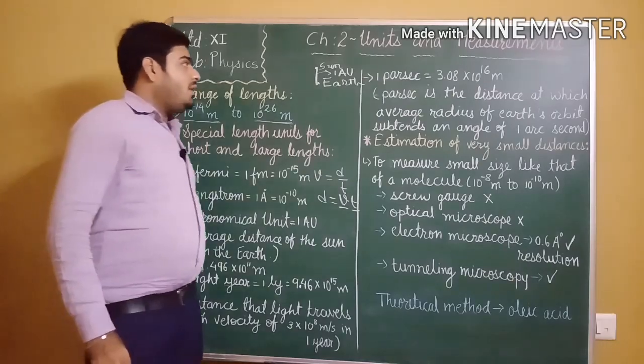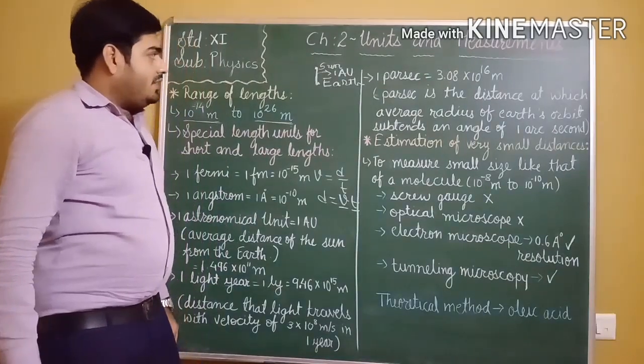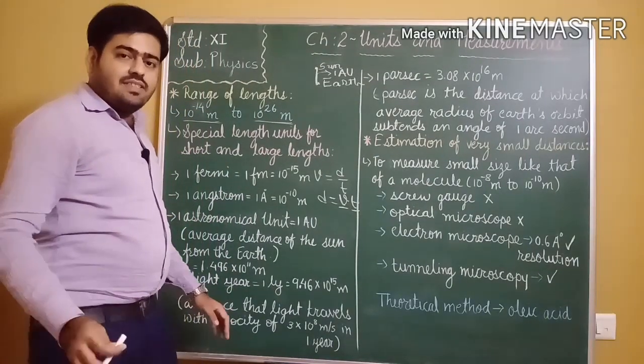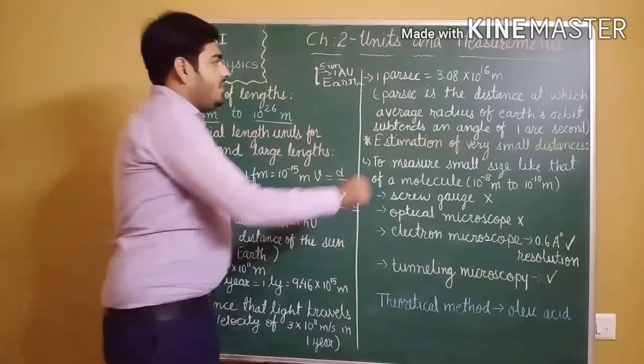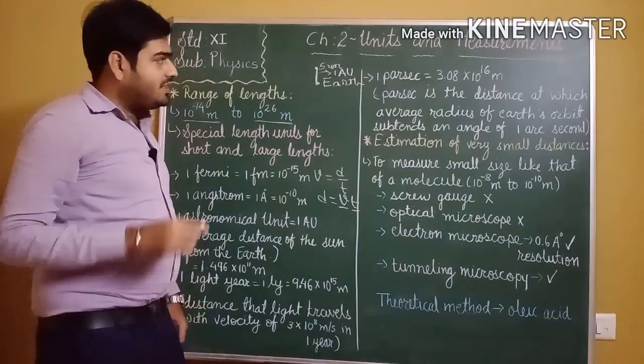Next unit of length, that is 1 parsec. This is also used to measure astronomical distances, very large distances. And 1 parsec is equal to 3.08 into 10 raised to 16 meter.